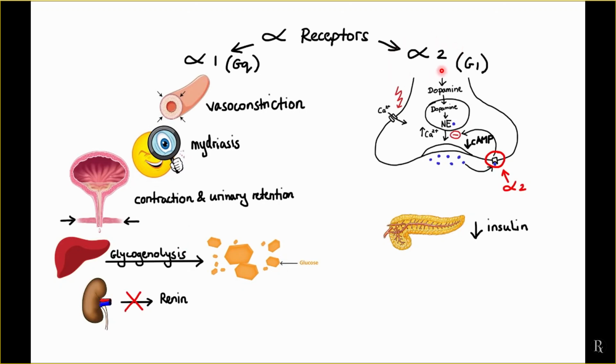Then alpha 2 are mostly presynaptic, that inhibit the release of noradrenaline, and also can be found in the beta cells of the islets of Langerhans, and the stimulation of alpha 2 will reduce the secretion of insulin from the pancreas.